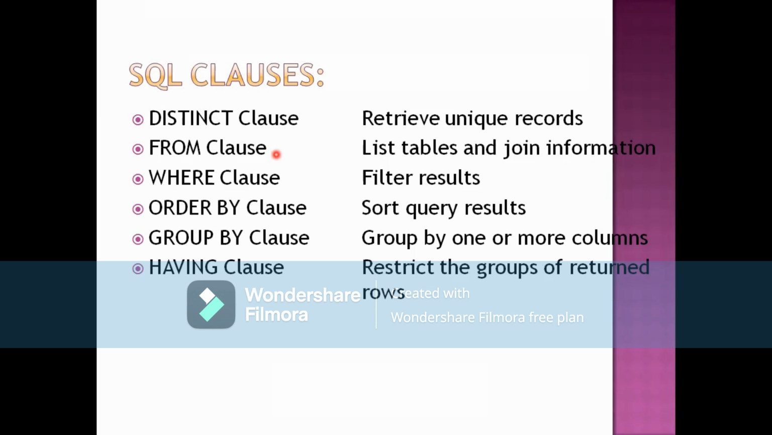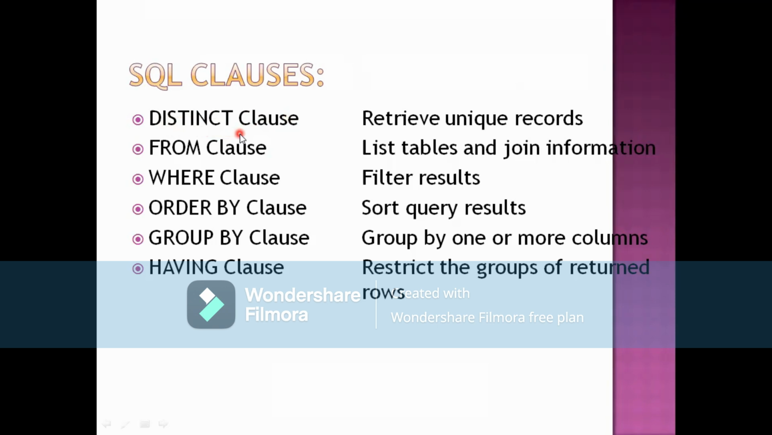Next one is SQL. What is the concept? SQL clauses. What are the SQL clauses we have? There are different types of clauses. What is the first one? The distinct clause. The main function of the distinct clause is that by using it, we can retrieve the unique records. We don't get the duplicate records, just the unique records.